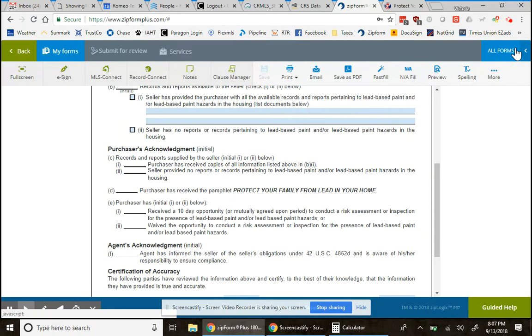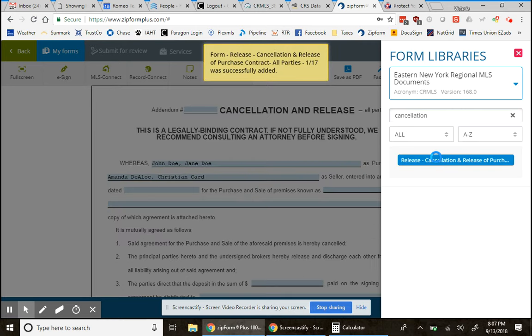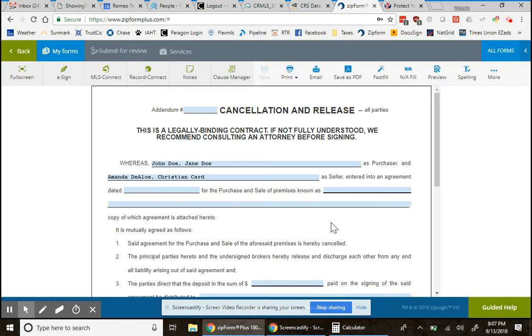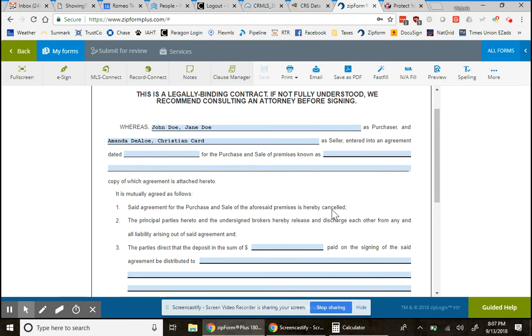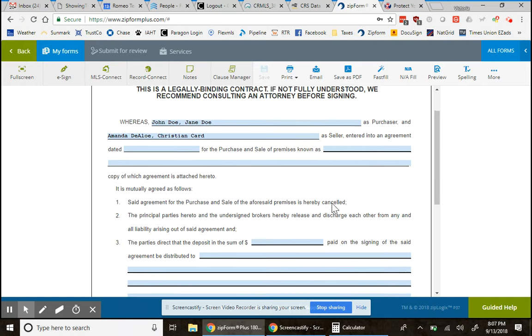What else do we have? Okay, cancellation and release of all parties. This one's pretty much in plain English. This is if a buyer and a seller decide to mutually agree to cancel a contract after it's been through attorney approval. Attorneys may still want you to fill this out after, even if they haven't issued approval, even if the attorney rejected it in approval, they may still want you to fill it out.